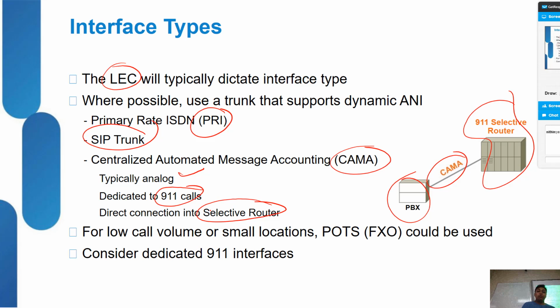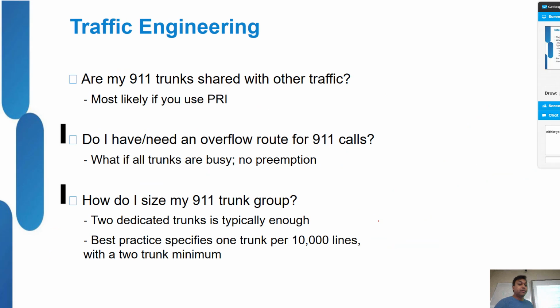For low volume or a small location, you can use an FXO interface, but try to focus on getting a dedicated 911 interface wherever possible. Now, whether you need a dedicated one or not, you may have to look at traffic engineering.